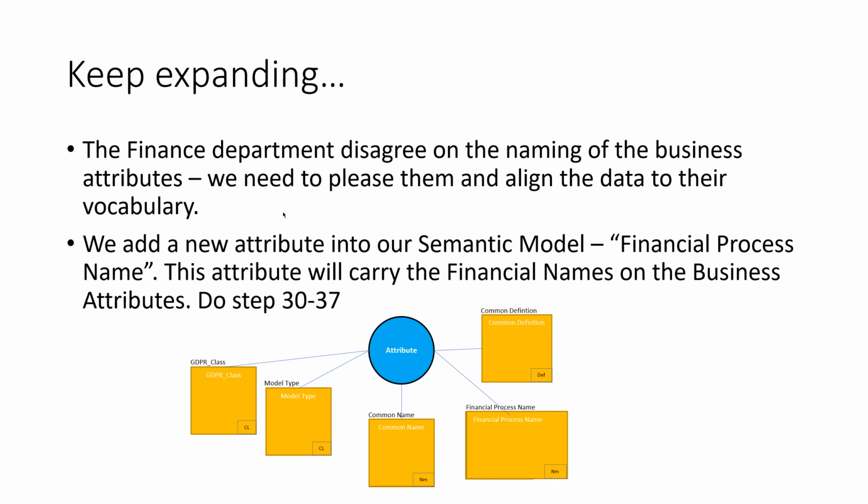In this case, the finance department disagree on the naming of the business attributes. That means that they do not agree that something should be called a risk category. It should be called something else. In their mind, it should be called financial exposure. That's what they call it. And they want to see data in that fashion.